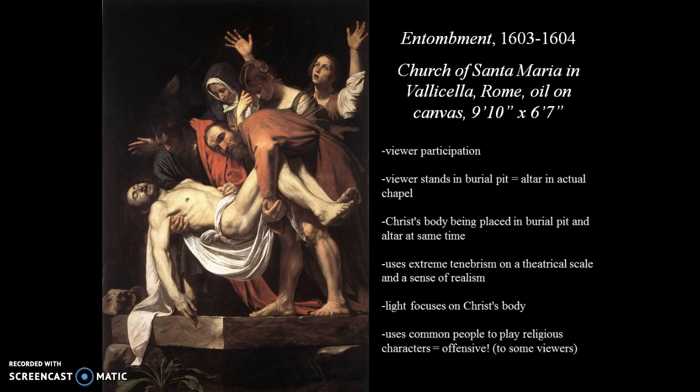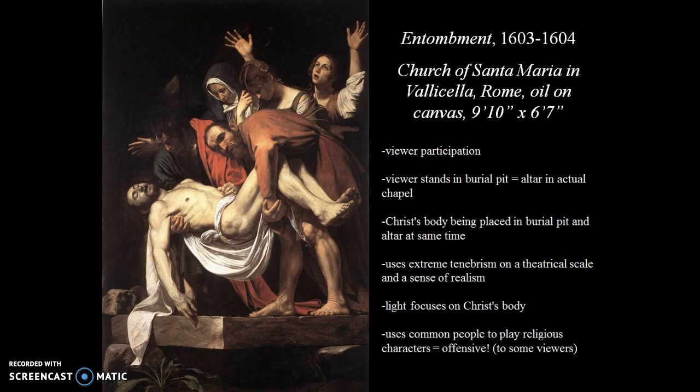He does use extreme tenebrism here, or chiaroscuro, so you can see that we have this kind of theatrical, almost spotlighting on the scene. Look at this person kind of fading into the darkness, and of course we have complete darkness behind these figures. So it's as if these figures are merging into the spotlight and everything else is fading into the darkness. So it creates a sense of being on stage, or theatricality. A sense of realism. The light is mostly focused on Christ's body. He's still using common people here, and in this case they're going to play religious characters, which does offend some people.